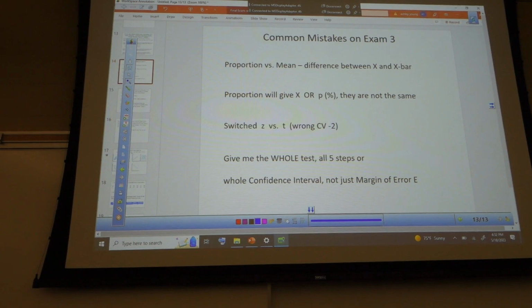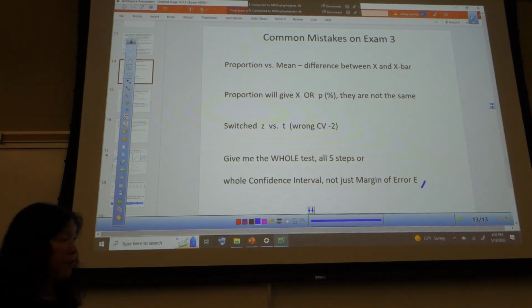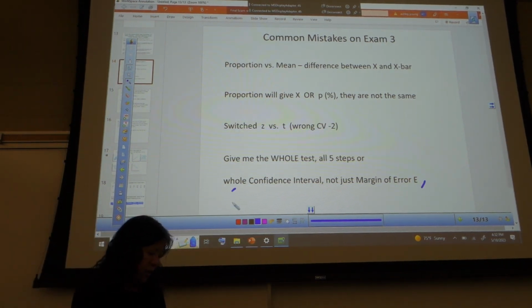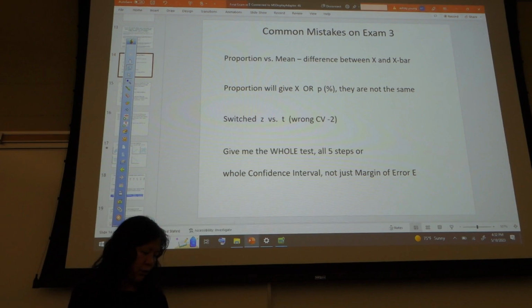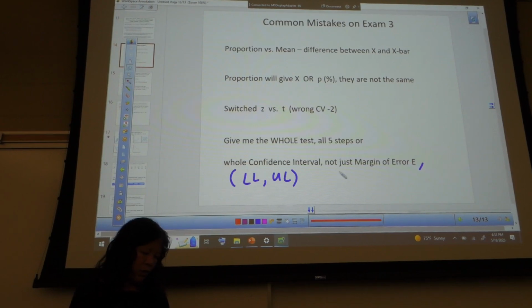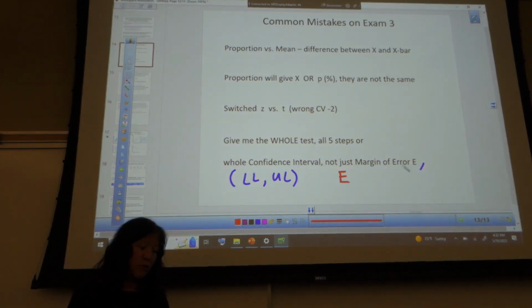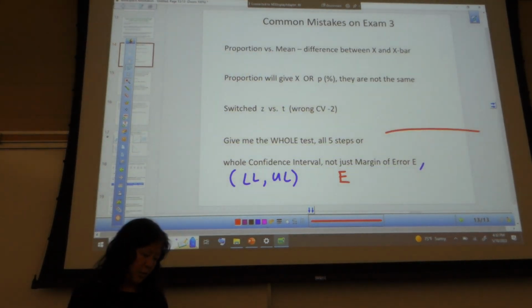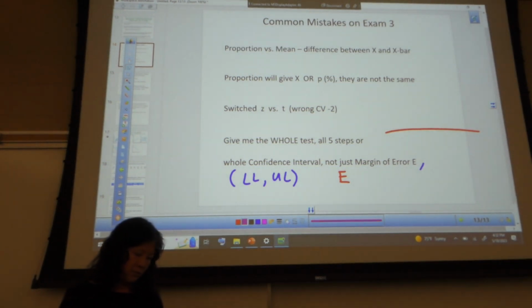Okay, what are they, folks? You have the confidence interval itself, which is going to be the lower limit, comma, the upper limit in parentheses. And then the margin of error, which is going to be E, right? And then what's the last thing? Point estimate. Yep, the best point estimate.